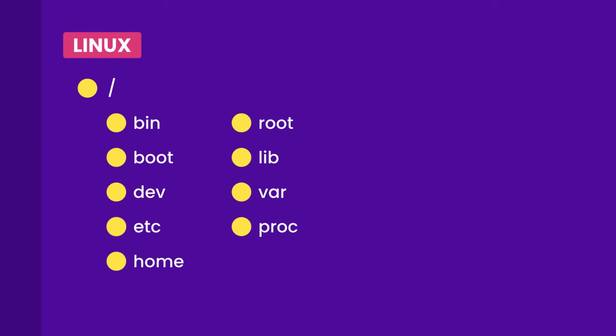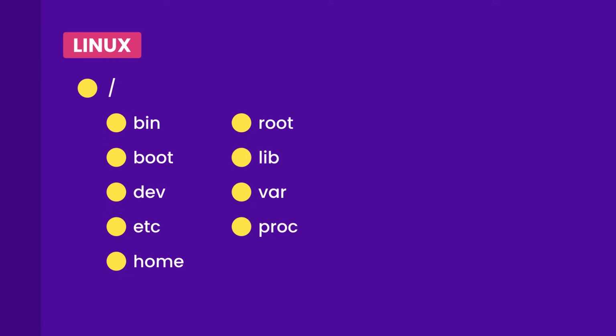Then we have etc. There are different opinions. What is this short for? But one common opinion is this is short for editable text configuration. So this is where we have configuration files. We also have home. This is where home directories for users are stored. So on a machine with multiple users, each user is going to have a home directory here. We also have root, which is the home directory of the root user. Only the root user can access this directory.